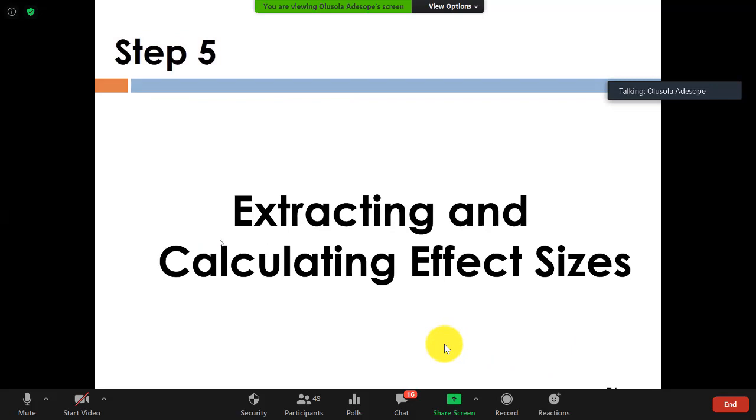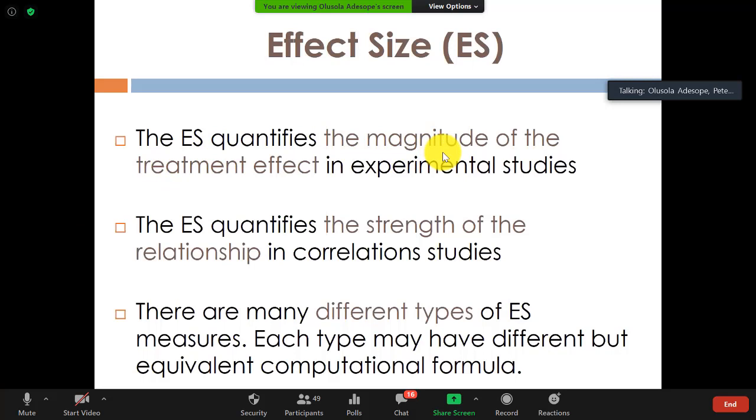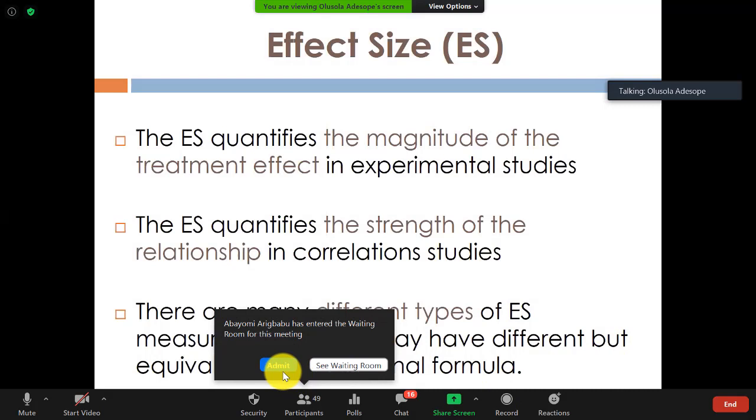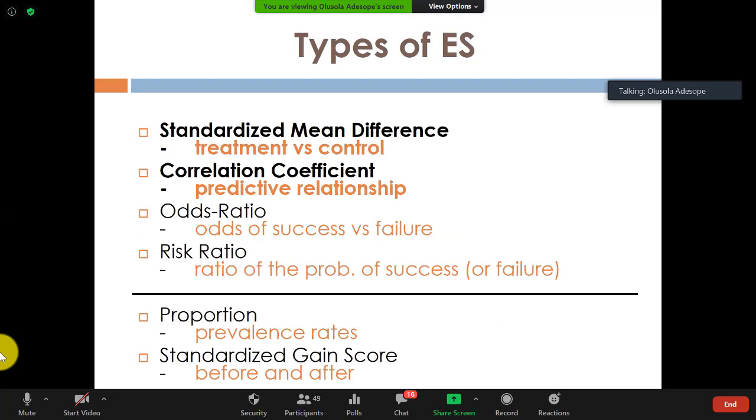So, step five is to extract effect sizes. Effect size quantifies the magnitude of the treatment in experimental studies. They quantify the strength of the relationship in correlational studies. And there are many different types of effect size measures. Each type may have different but equivalent computational formulas. Gone are those days. When I did my first meta-analysis, I had to program and write syntax in SPSS on how to compute effect sizes using equations from Lipsey's book, Introduction to Meta-Analysis.